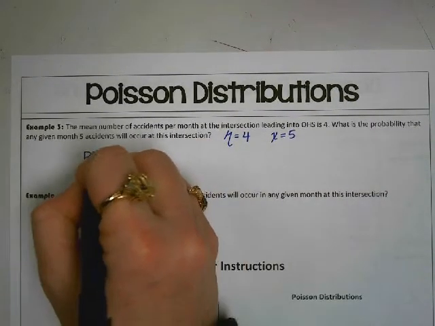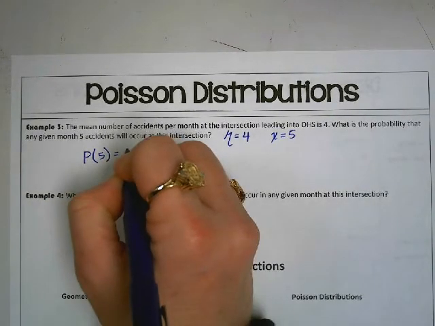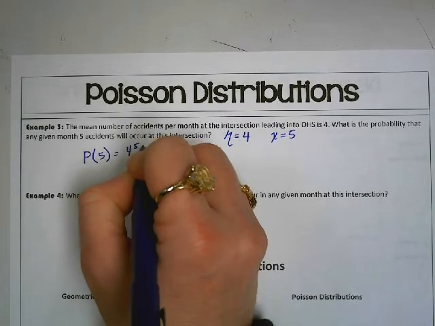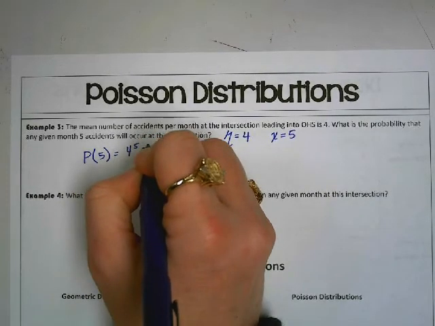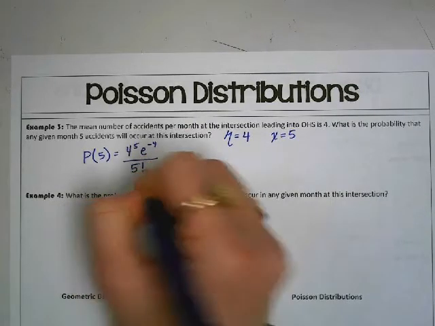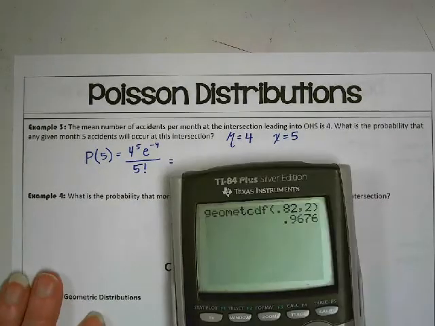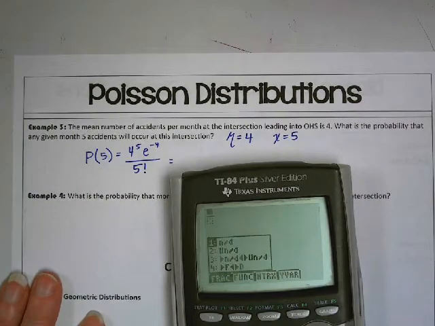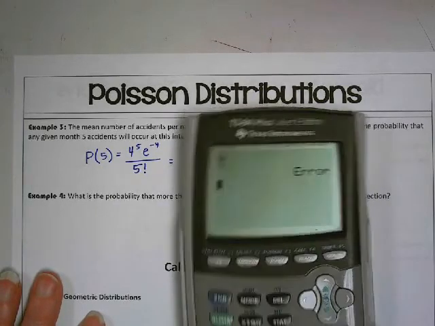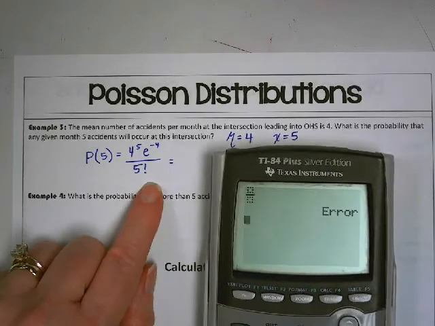So we're looking for the probability of x, or 5, is 4 to the 5 times e to the negative 4 over 5 factorial. You can plug that in your calculator. Hit math, arrow over math to probability.